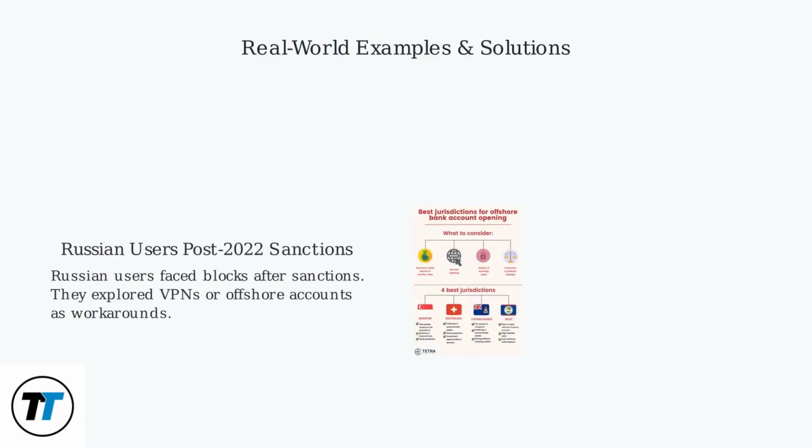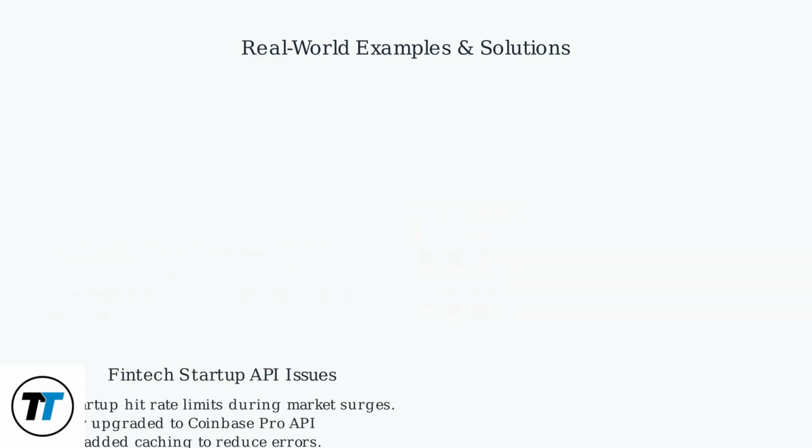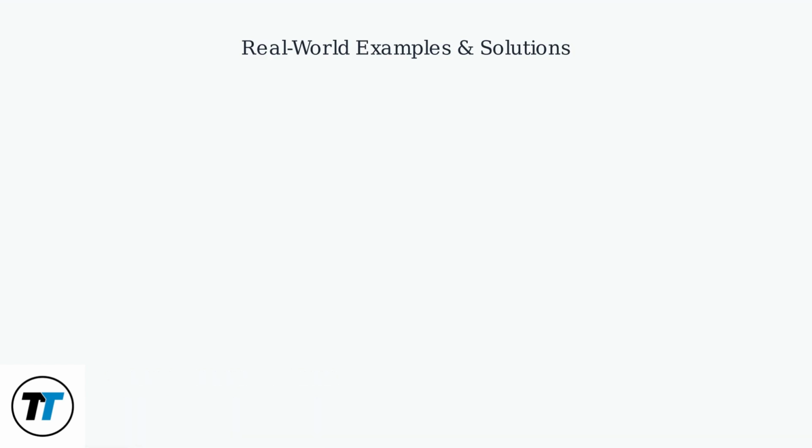Real-world examples show how users tackle Coinbase Error 403. Russian users facing post-2022 sanctions explored VPNs or offshore accounts as workarounds. A fintech startup resolved API rate limits by upgrading to Coinbase's Pro API plan and implementing caching, reducing errors significantly. Hawaii residents bypassed state-specific restrictions by relocating their services to compliant areas like California. These cases demonstrate varied solutions, but long-term fixes ultimately depend on Coinbase policy changes.